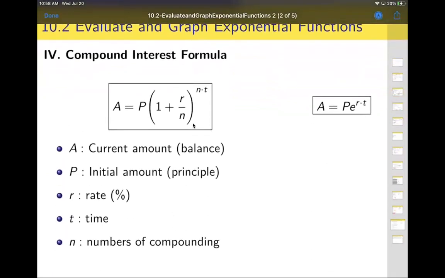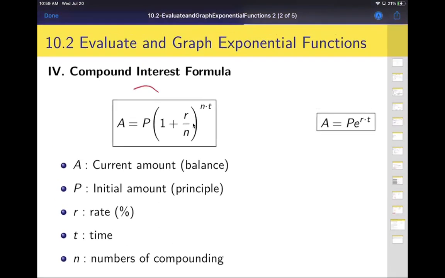The first one is the number of compoundings. It depends on how many times you compound per year. It could be annual, meaning once a year. It could be semi-annual, twice a year. If it's quarterly, it'd be 4 times a year, or monthly, it'd be 12 times a year. Daily, you would think 365 times a year, but then they use 360. The reason being, back in the day they had to do things by hand, so 360 is easier to work with than 365.